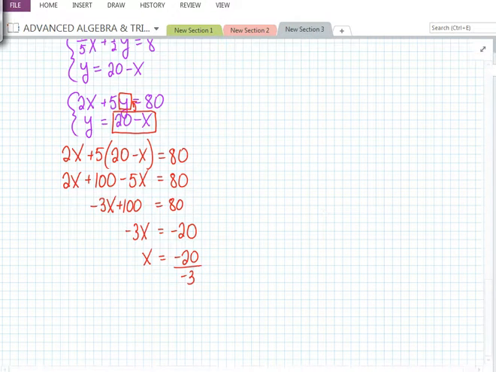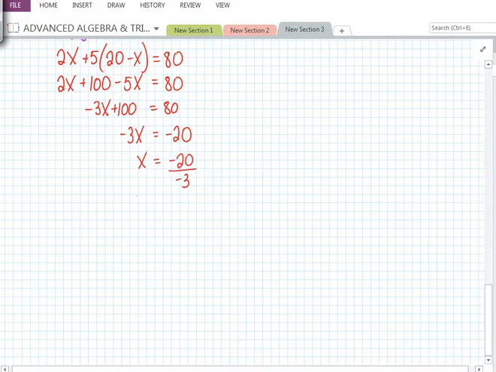And now we just simplify that. So yes, it's a fraction. Sometimes they work out that way. It's not the end of the world. It turns out that x is equal to, this is actually positive 6 2/3, but we're just going to leave it as 20/3.